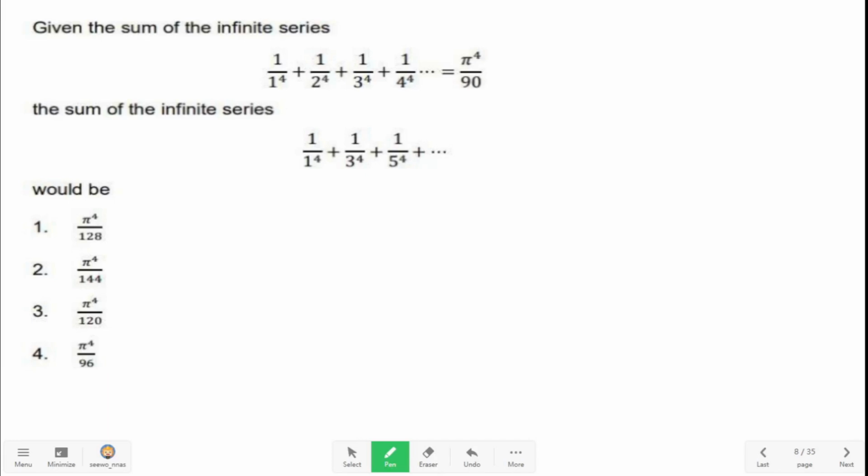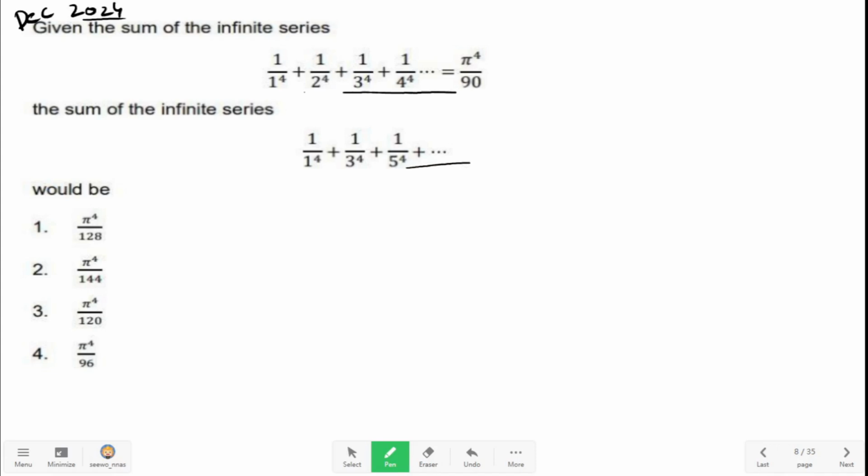In this video, let us focus on a question from CSIR NET December 2024. We are given that the sum of the infinite series 1 by 1 raised to 4 plus 1 by 2 raised to 4 plus 1 by 3 raised to 4 plus 1 by 4 raised to 4 etc., up to infinite terms, is equal to pi raised to 4 divided by 90. We have to find the sum of the infinite series 1 by 1 raised to 4 plus 1 by 3 raised to 4 plus 1 by 5 raised to 4 plus etc.